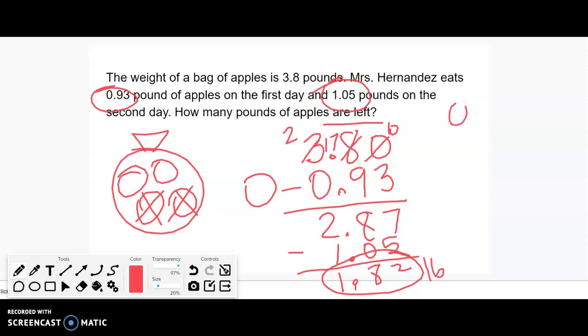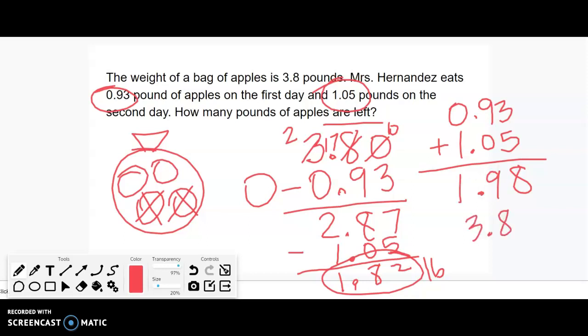Or I could say, okay, well, she ate 93 hundredths plus 1 and 5 hundredths. So I know she ate 1 and 98 hundredths. So I could just take 3.8 minus 1 and 98 hundredths.